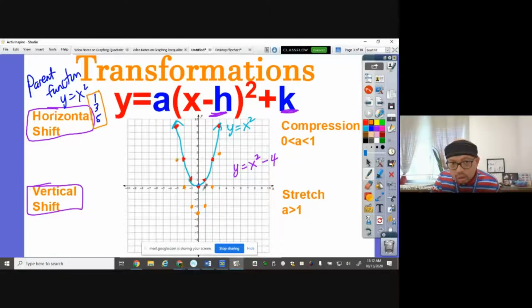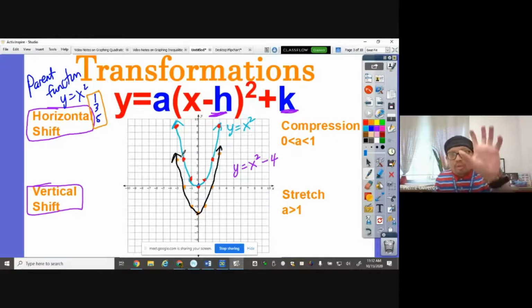and then reflection, reflection. And then I need you to look at the blue and the black graph. How will you describe the transformation? From the blue, from the parent function, it went down by 4 because of the minus 4 here, because your k becomes negative. Okay, that's how it works.